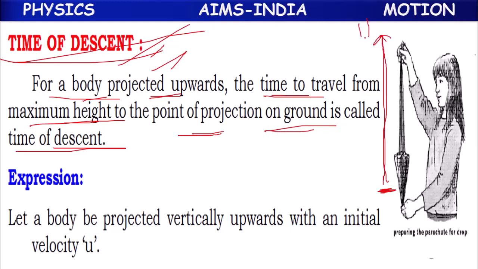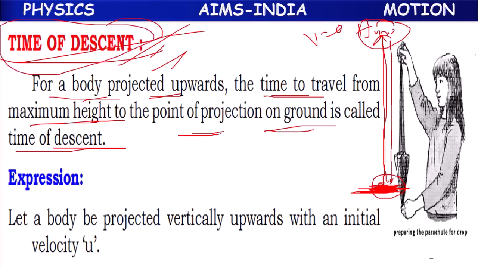After reaching the h max, the maximum height, because velocity is 0, it can't go up. From there it starts falling down and it will reach the point of projection, which means from whichever point we have thrown, it will reach the same point. The time taken to travel the path from maximum height down to the point of projection is called the time of descent, which means falling down.